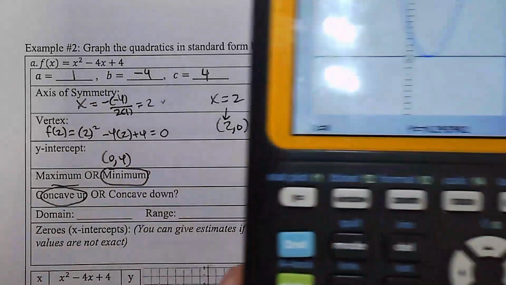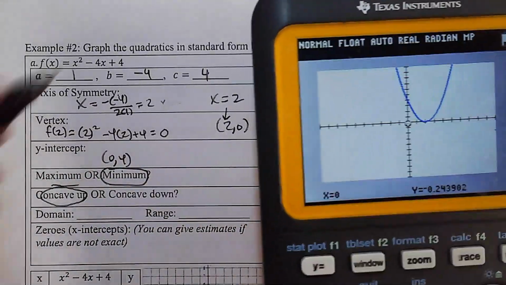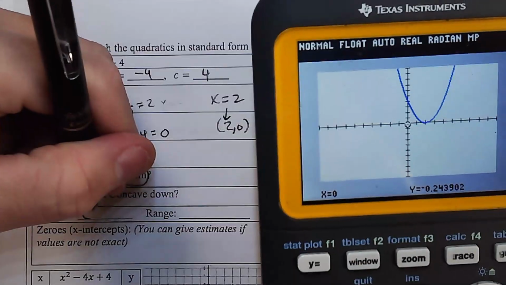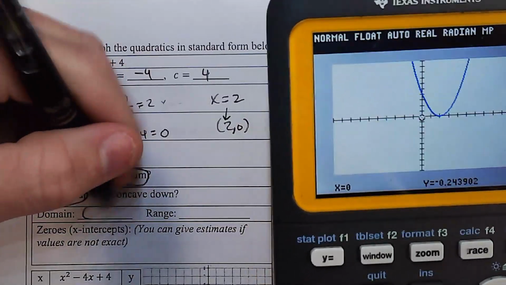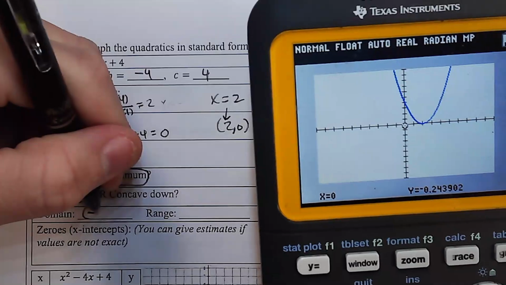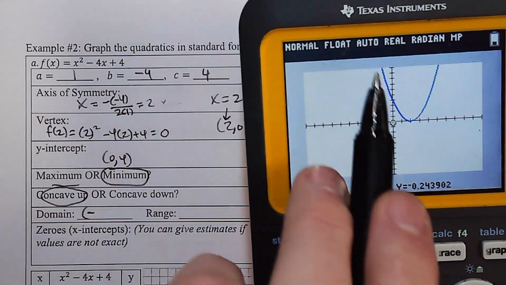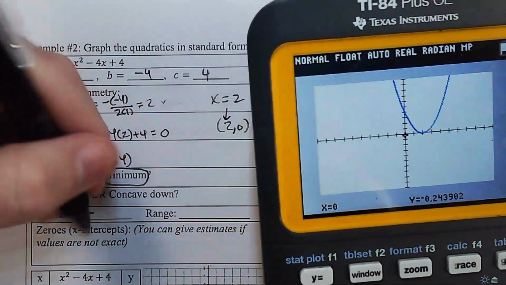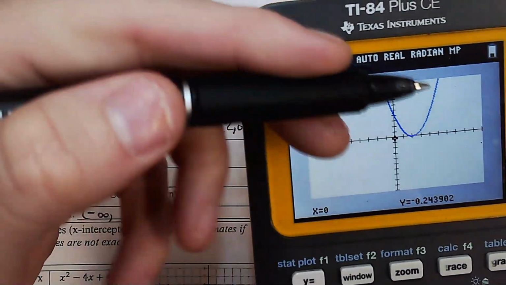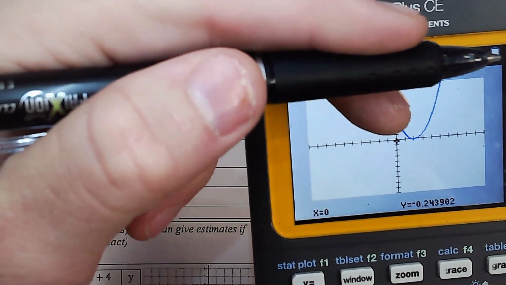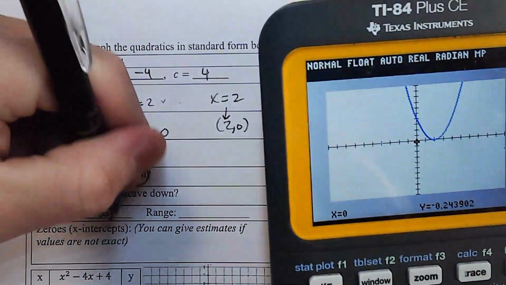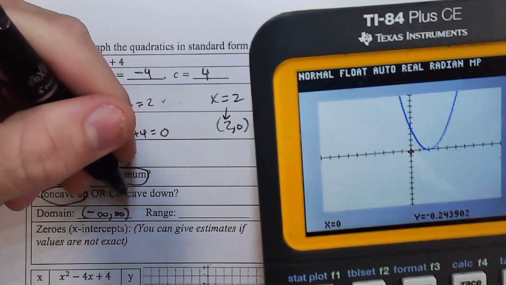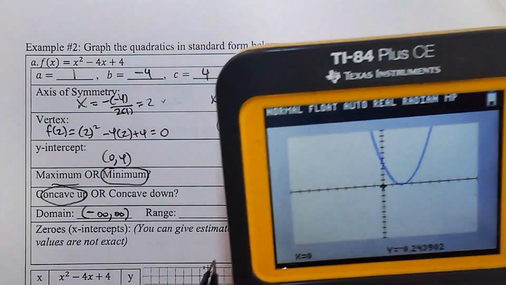Cooper, what's the domain of this graph? How far left does it go? Remember, it's going forever, right? So it's going negative infinity. How far right does it go? Infinity. Range. Let's see.